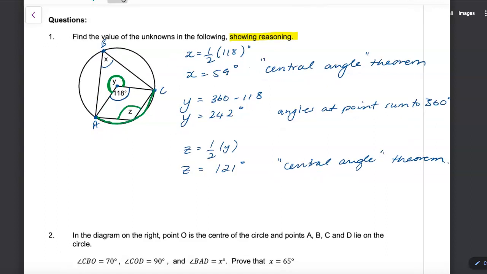Now I'd like you to pause the video and have a go at question 2, and then come back and have a look at a sample solution. So we have our circle with all the information of the points A, B, C, D lying on the circle.